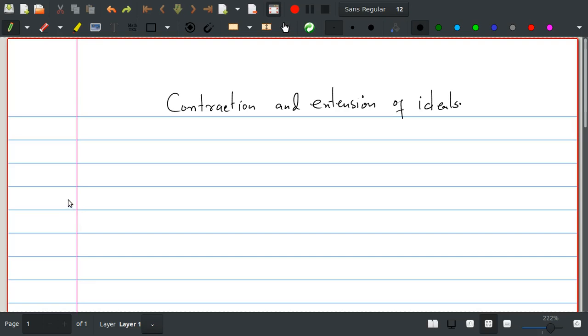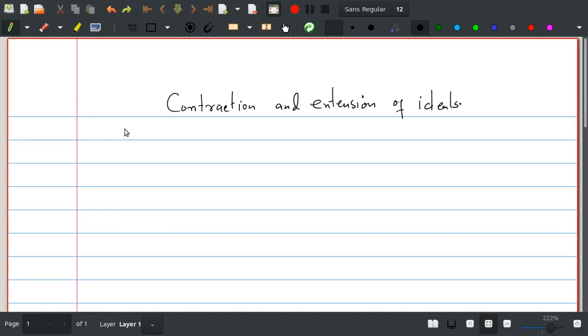In this lecture, we are going to study the contraction and extension of ideals. But before we proceed further, let us recall what we did in last lecture. In last lecture, we studied the radical of an ideal.